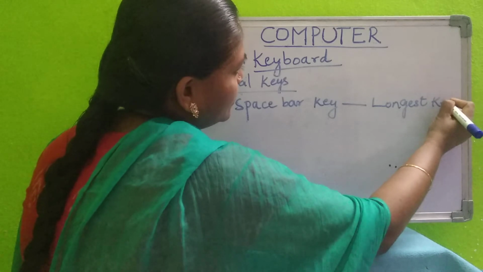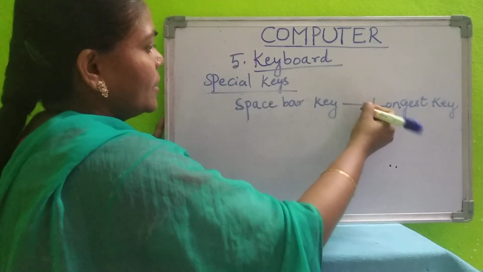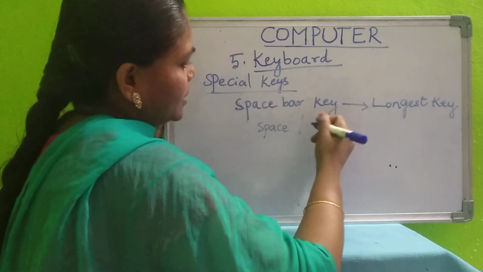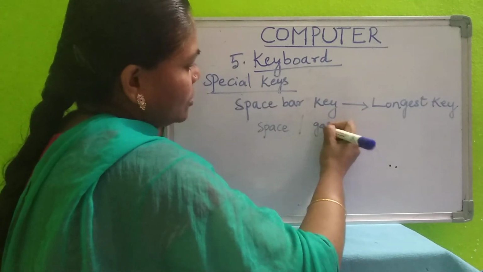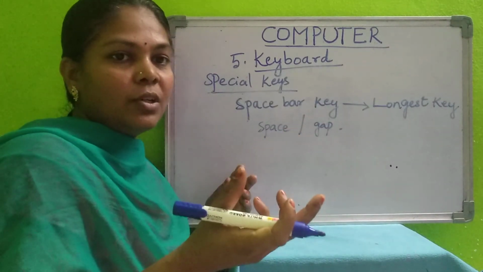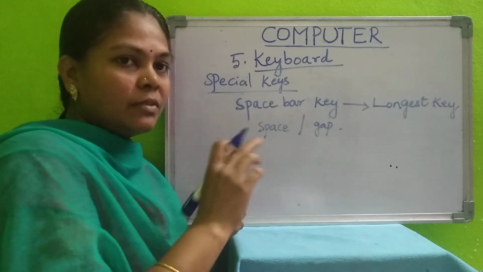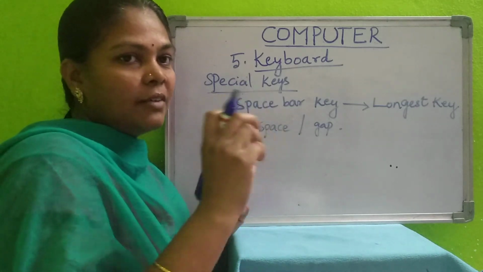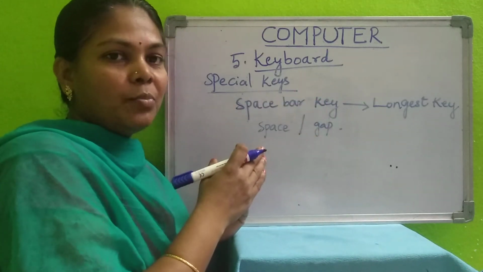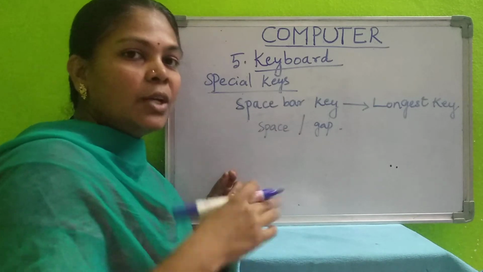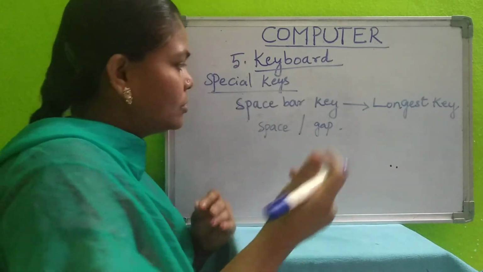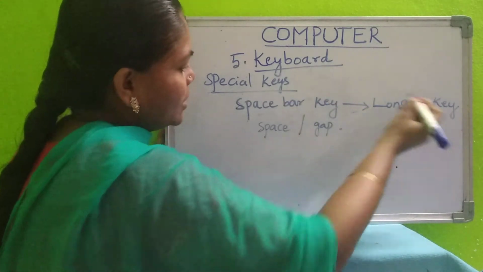Longest key on keyboard. This is used to give the space or gap between the letters or numbers. Suppose you are writing sentences. While writing a sentence, what will we do? Between two words we'll keep a finger gap, isn't it? While writing we keep the gap. So as it is, while writing in the computer we use this space bar key to give space between the words or letters or numbers. So this is the longest key on keyboard.